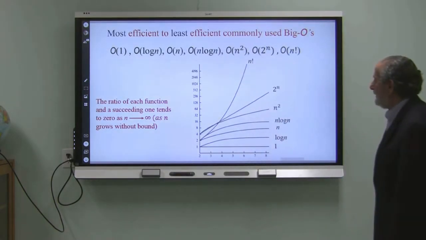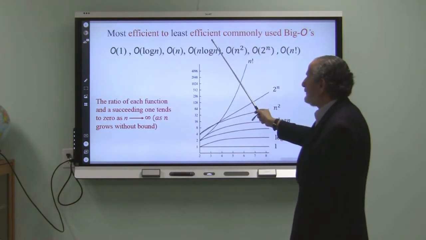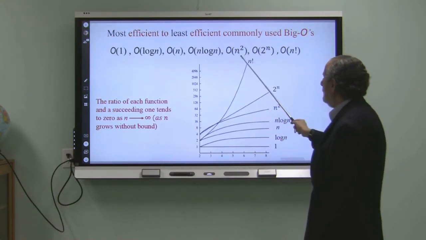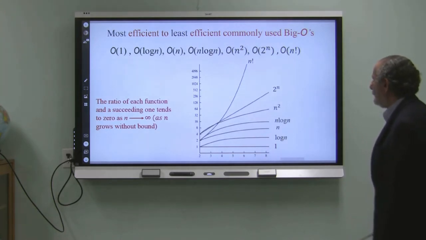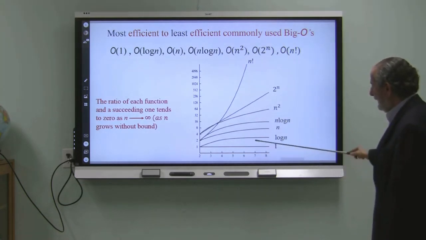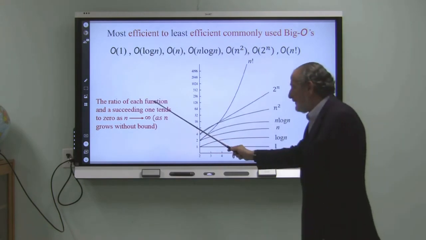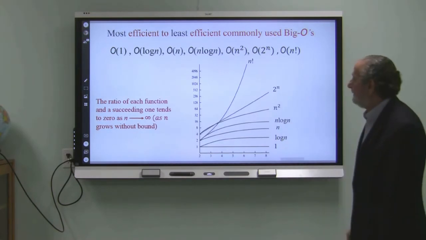Here are some of the most commonly used functions when it comes to big O's. So from most efficient to least efficient: O(1), O(log n), O(n), O(n log n), O(n squared), O(2 to the power n), and O(factorial n). And these are the functions. You see this one is smaller than this, smaller than this, smaller than this, and so on and so forth. Now, the ratio of each function and a succeeding one tends to 0 as n goes to infinity.